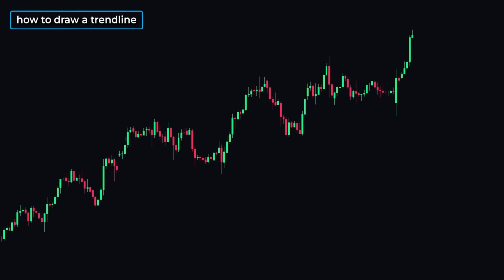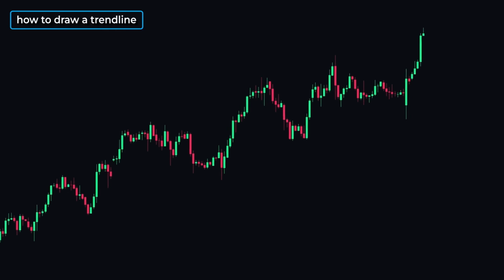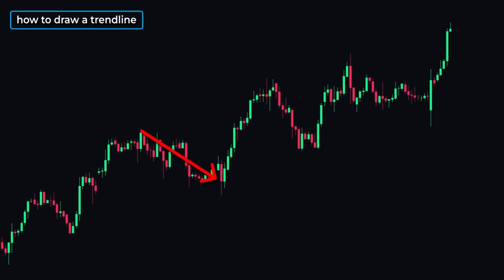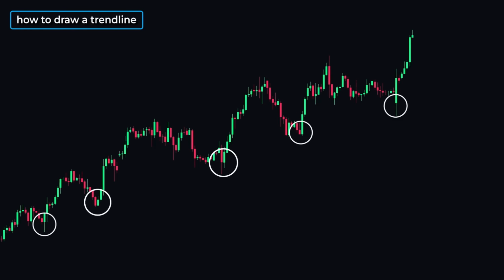To draw a trend line, we first need to identify something called swing points in the price. A swing point is when price moves into an area and then moves away from it. For example, here, we can see that price went down and then reverses back up. This lowest point before the price moves away is called a swing low. Our job is to find as many of these points as possible on the chart. And in this case, we can see multiple swing lows right here.